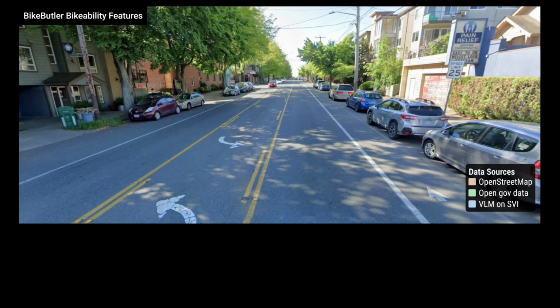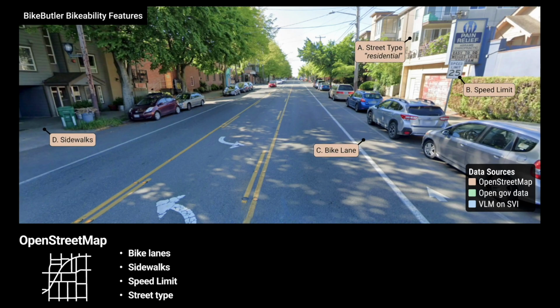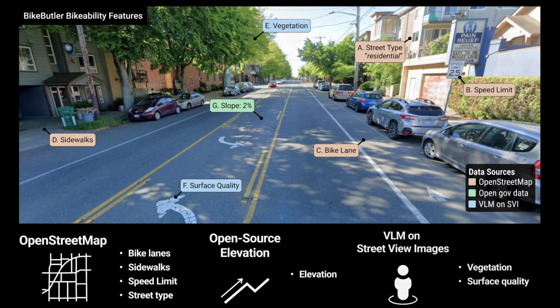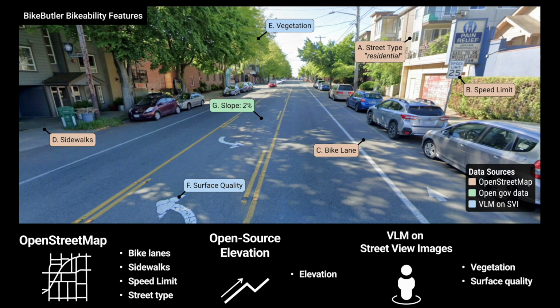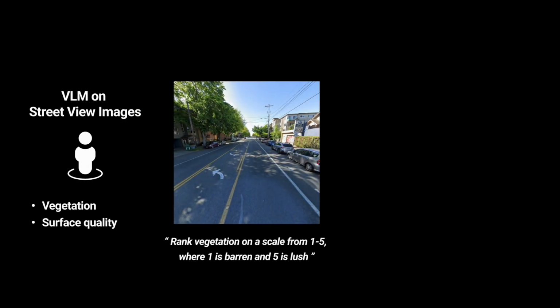BikeButler identifies and scores 7 bikeability features from 3 sources of data: OpenStreetMap for bike lanes, sidewalks, speed limits, and street type, Open Government Data for elevation, and we apply a vision language model with a custom prompt on Street View images for vegetation and surface quality. To do so, we pass Gemini 2.5 Flash Street View images and ask it to score vegetation and surface quality.